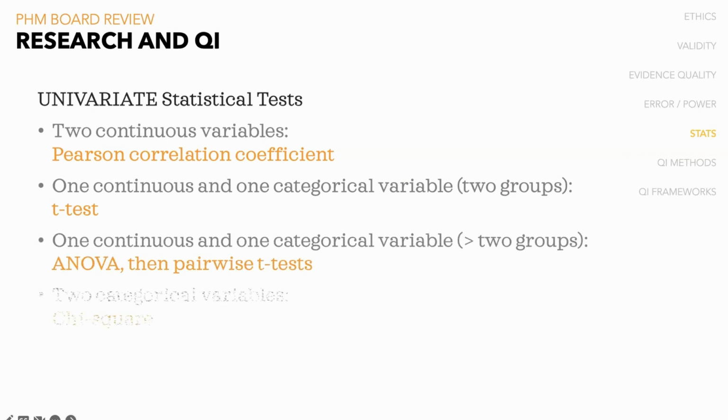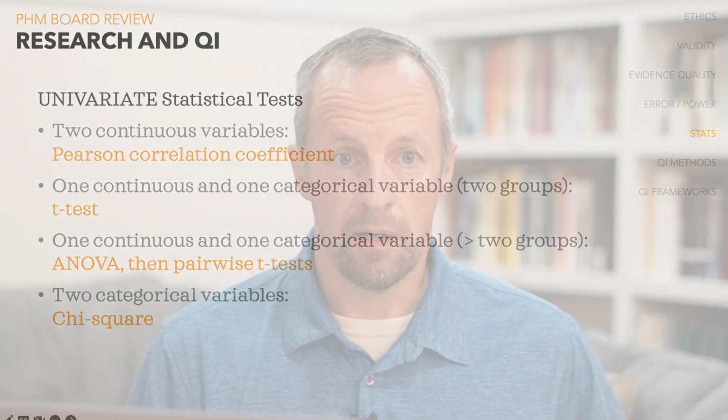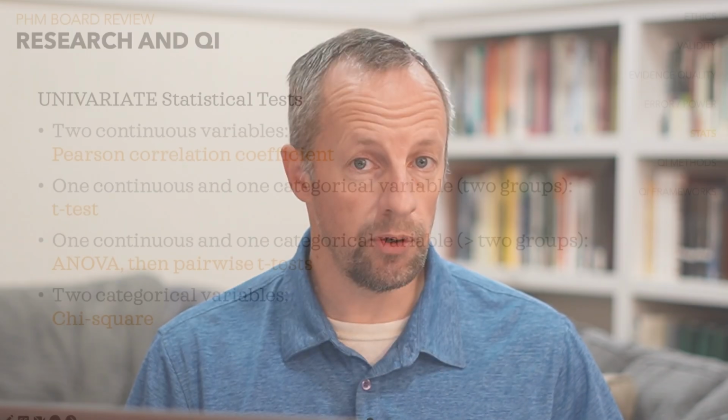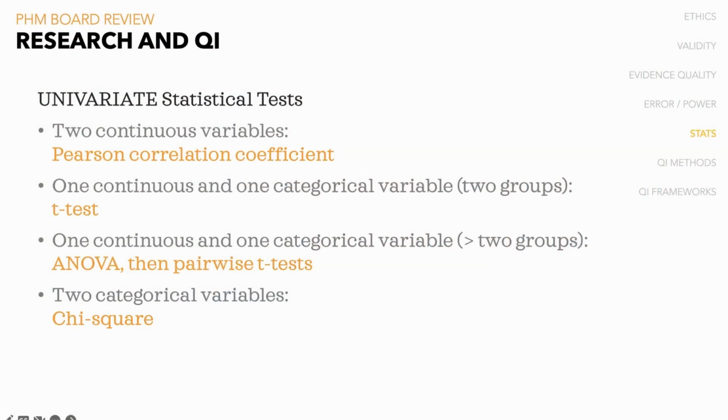The next possibility is that you have 2 categorical variables. So maybe this is patient has RSV as the cause of their bronchiolitis, yes, no, and whether they needed high-flow nasal cannula, yes, no. So you have two categorical yes-no variables. You would compare those using the chi-square test.